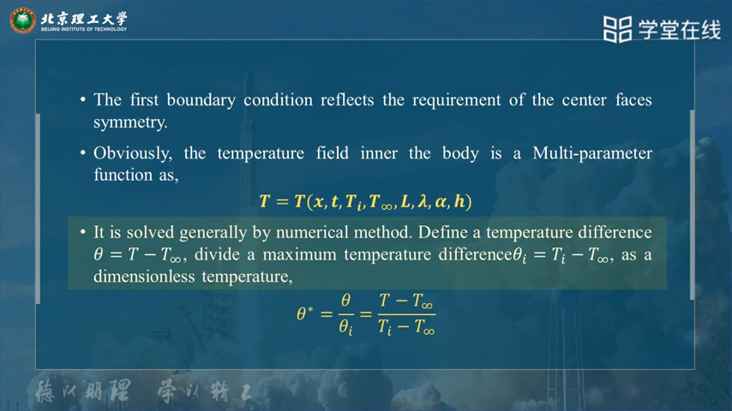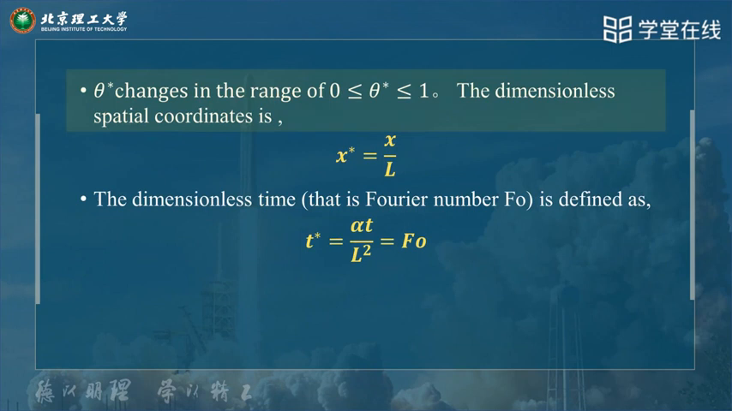As a dimensionless temperature, theta star equals theta over theta i equals (T minus T infinity) over (Ti minus T infinity). We obtained a dimensionless temperature, theta star, which changes in the range of 0 to 1. The dimensionless spatial coordinate is X star equals x over L. The dimensionless time is tau star equals alpha t over L squared. We call this dimensionless term the Fourier number, defined as alpha t over L squared.